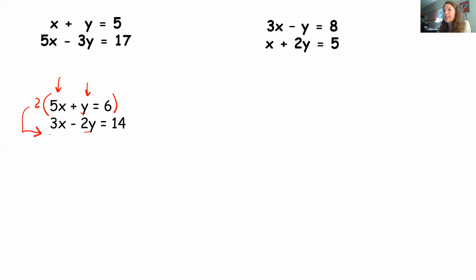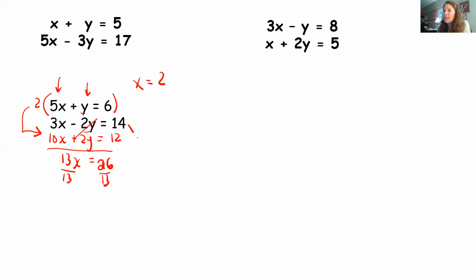5x times 2 is 10x. 2 times y is 2y. And 6 times 2 is 12. So I have 3x plus 10x is 13x equals 26. I can't multiply today, you guys. And when I divide by 13, I get x equals 2.